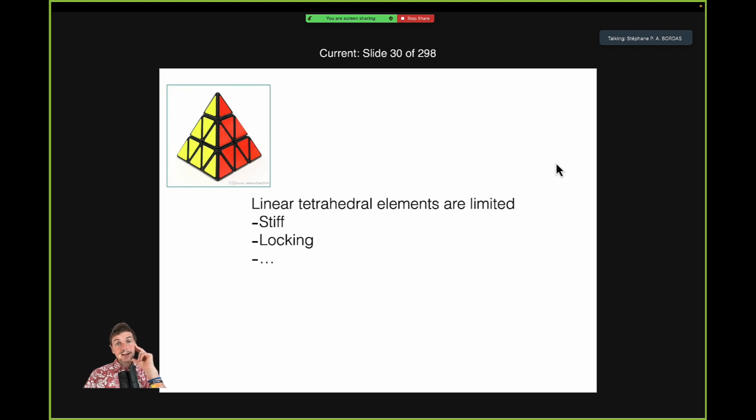Okay, so now why is that not sufficient? Maybe one could say, okay, but now you have linear tetrahedral elements. This is not so nice because you could have a stiff behavior like on this wonderful Rubik's cube, and you could have locking, which means that when you deform the element because of geometrical constraints, you are not able to get all the geometrical deformation modes, and therefore the problem is not solved properly and you get a lot of erroneous results. And well, I mean, that's true. This is what happens with linear tetrahedral elements. So what can we do about that?